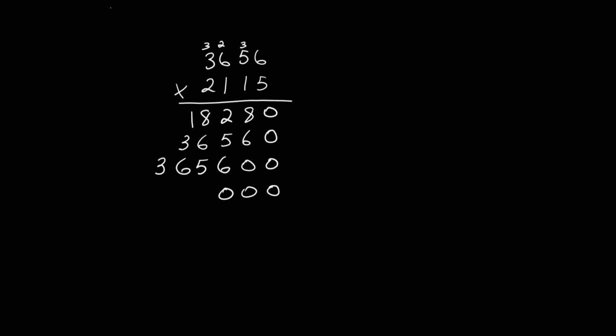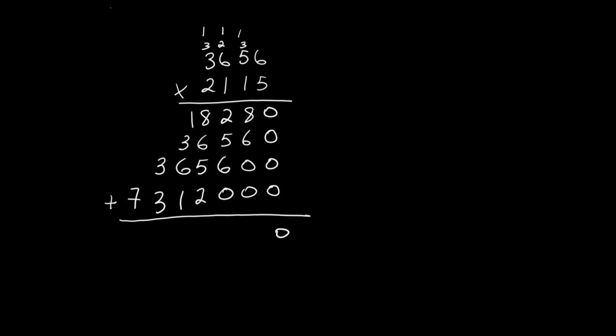2 times 6, that's 12, carry 1. 2 times 5, that's 10, plus 1, that's 11, carry 1. 2 times 6, that's 12, and 1, 13, we carry 1. And 2 times 3 is 6 plus 1, that's 7. And so our answer would be the sum of all these numbers.